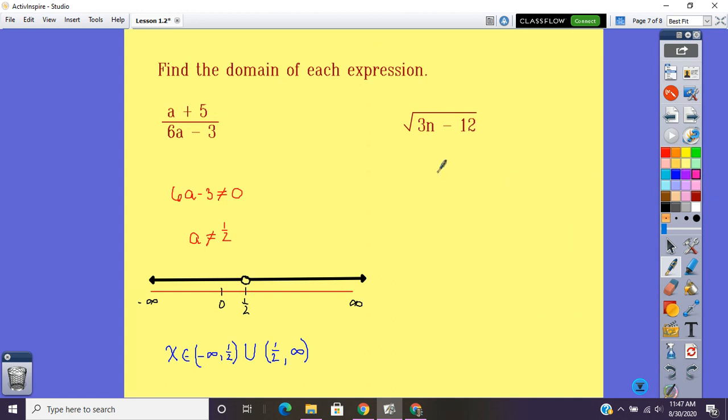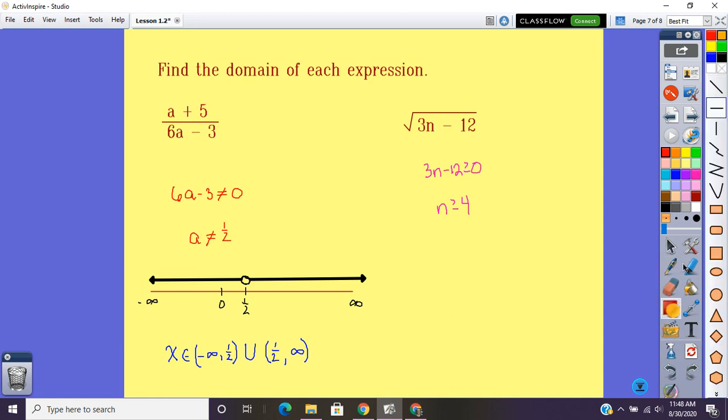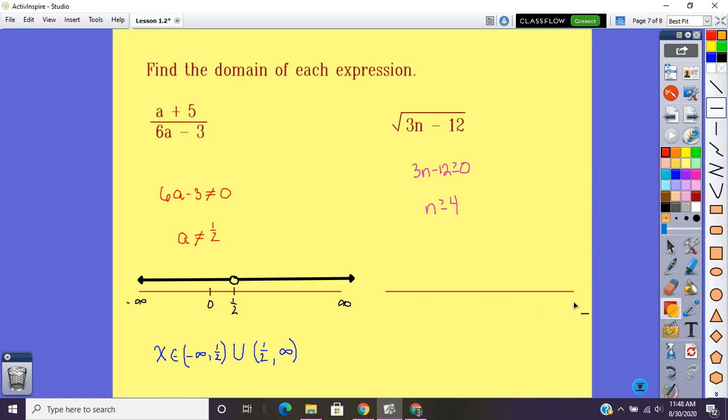So what's inside? Well, the inside is just this 3n minus 12, greater than or equal to 0. And the reason why it's greater than or equal to is I can square root 0, but I cannot square root a negative without dealing with imaginary. And we're looking for our domain for real numbers. All right, so then add 12, divide by 3. n is greater than or equal to 4. All right, so this one's going to be a fairly basic domain problem, but here, let's go ahead and sketch it out.